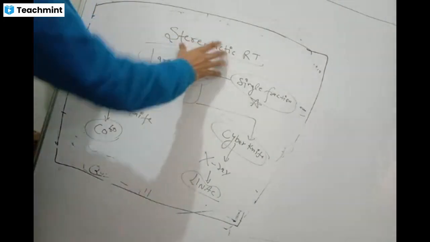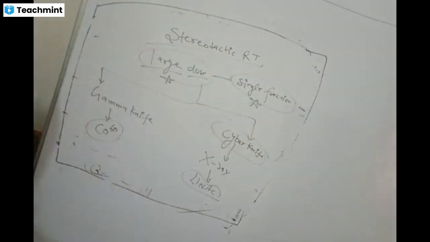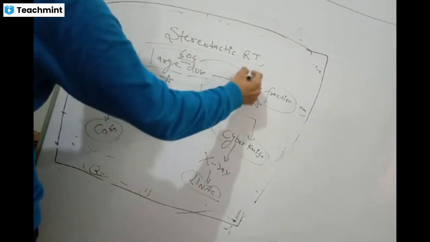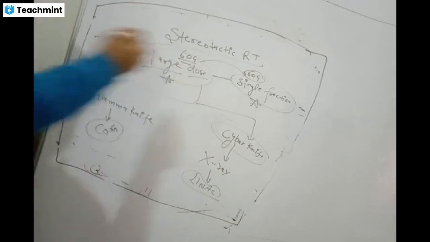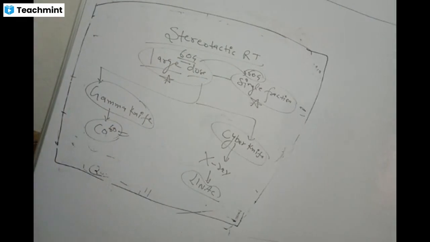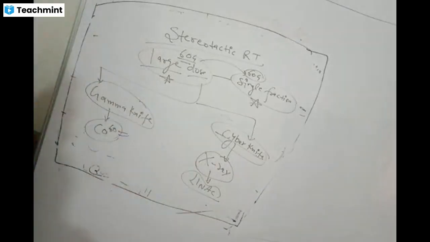So in stereotactic radiotherapy, a large dose is given but in a single fraction. Suppose there is 60 gray. So a single fraction of 60 gray is given as 60 gray, not in divided form. That may be given with the help of the gamma knife, that is cobalt 60, or with the cyber knife, that uses X-rays, and the machine is the linear accelerator.